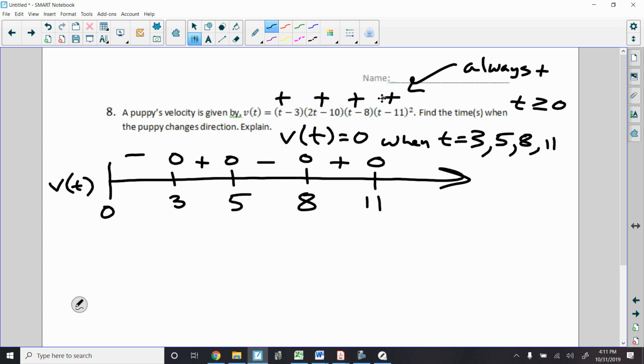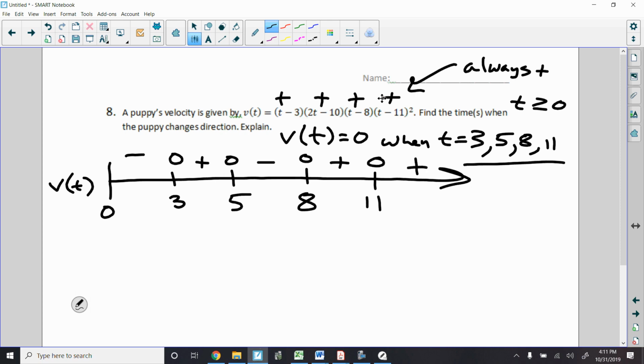Now I'm going to choose a number bigger than 11. So I'll use 12. And I can see they all stay positive. 12 minus 3 is positive. 2 times 12 minus 10 is positive. 12 minus 8 is positive. 12 minus 11 squared is positive.